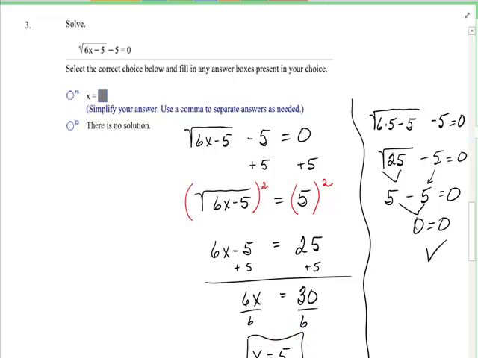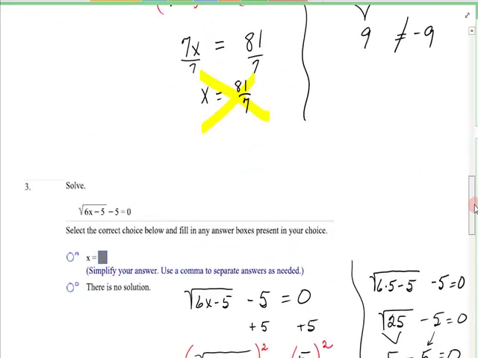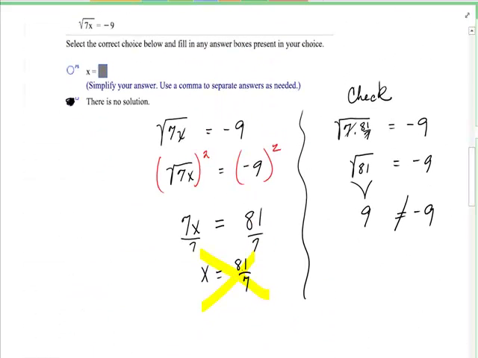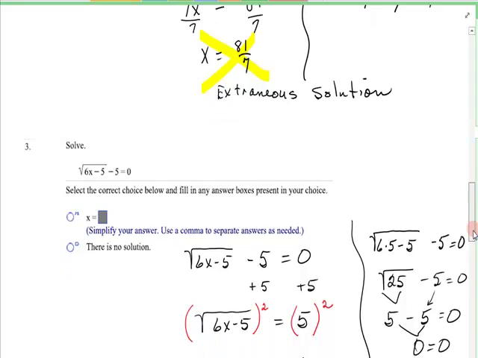And I will tell you something that won't be asked in any of your problems, but in our previous example, when we got an answer that didn't check, there's a name for that. It's called an extraneous solution. Extraneous being the adjective form of the word extra. So it's an extraneous solution.